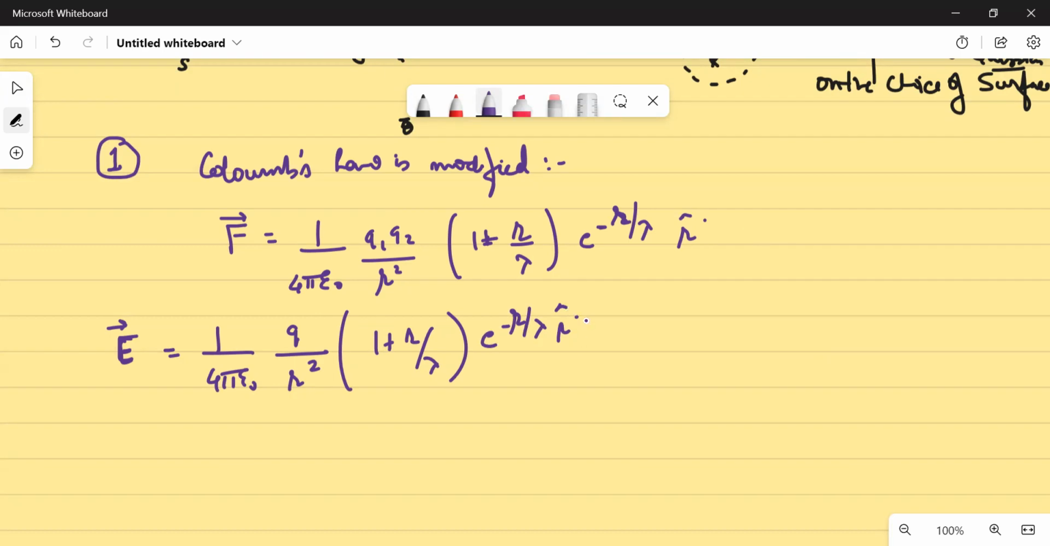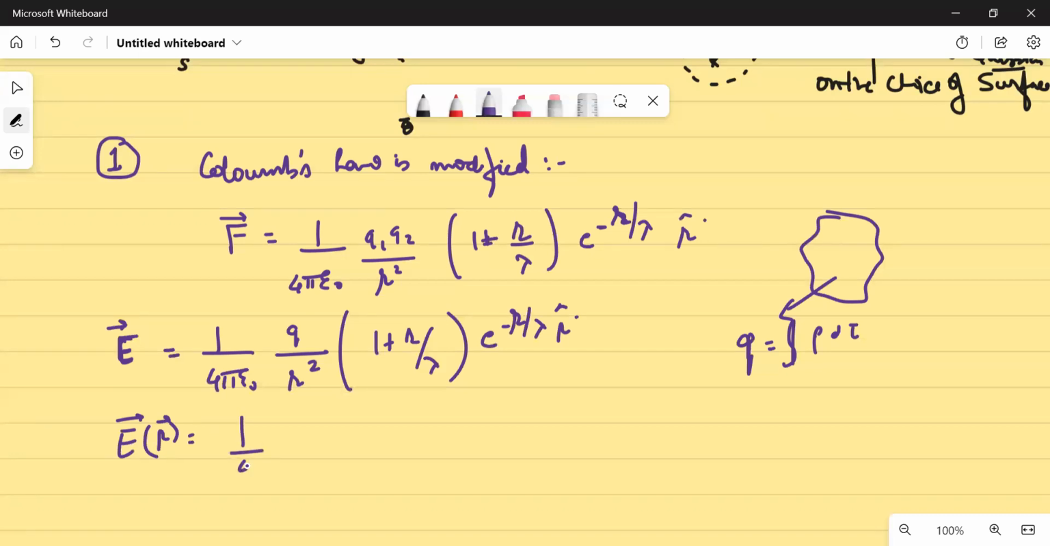Is that clear? And if you want to write it for a generalized volume distribution, then your q can be written as integral rho d tau. So there you can write this electric field as a function of r vector as 1 upon 4 pi epsilon naught, and instead of q, you can write the integration of rho. Here you can have r dash for all these things, I'm not writing that. So you can write rho upon r square, and this is 1 plus r upon lambda e to the power minus r upon lambda, and then d tau. So in this manner also you can write.